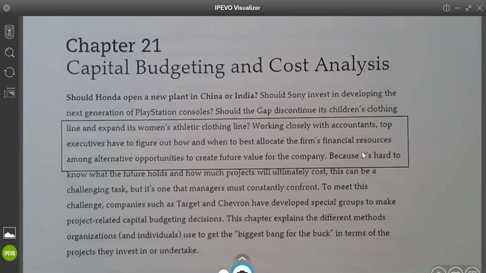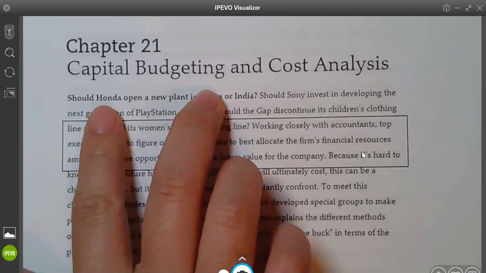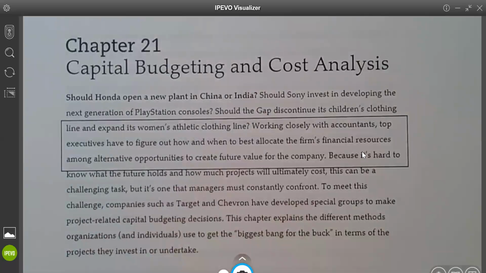In this video, we will talk about Chapter 21, Capital Budgeting and Cost Analysis. This chapter is one of the most important and most useful chapters. Your final exam problem will also be from this chapter. From the title, you can say this chapter has two parts. First is called capital budgeting, then the next one is cost analysis.